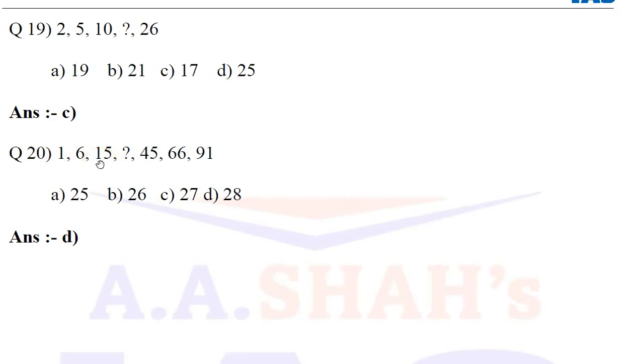So let's take it as 13 and see. 15 plus 13, the answer should be 28. Yes, that's why option D, 28, is the correct answer here. Now 28 plus 17 is 45. 45 plus 21 is 66. 66 plus 25 is 91. So what they have done here is increased every number by 4. We had a 5 here, then 5 plus 4 is 9, then 13, then 17, then 21, and then 25. So 66 plus 25 is 91. That's why option D, 28, is correct here.